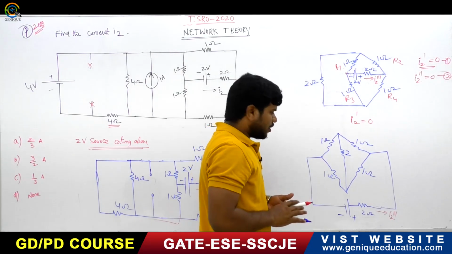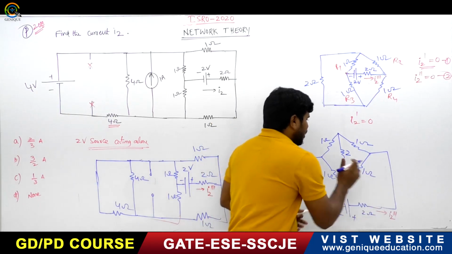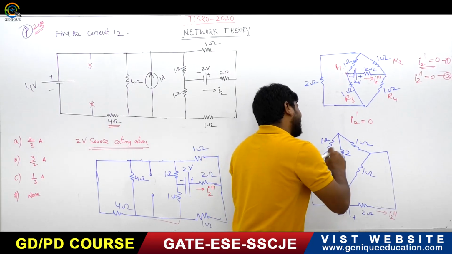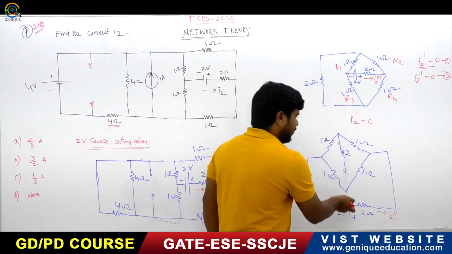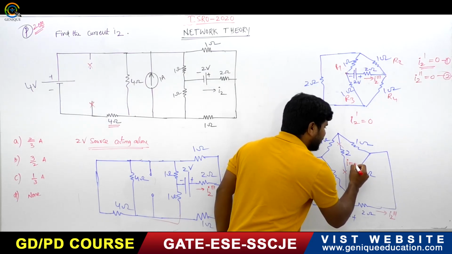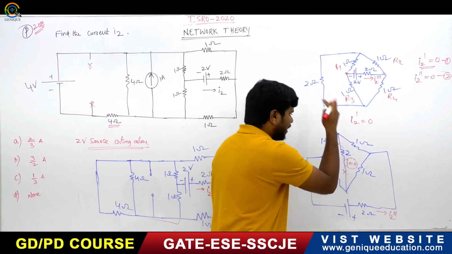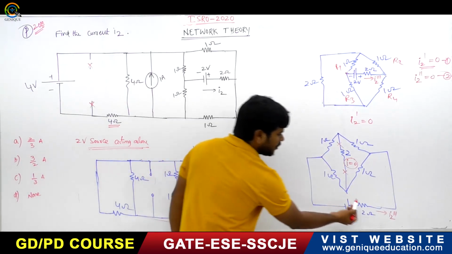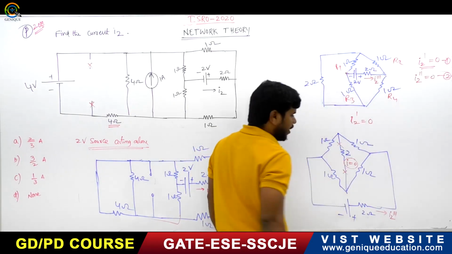So this is the current. Now what will be the current? See, because the bridge is balanced, there will not be any current flow in this. So I can remove this element because the current will be 0 in this. There is no current flow because the bridge is balanced. In the diagonal element there will not be any current flow. Now this is the current, so the current is from this point to this point.